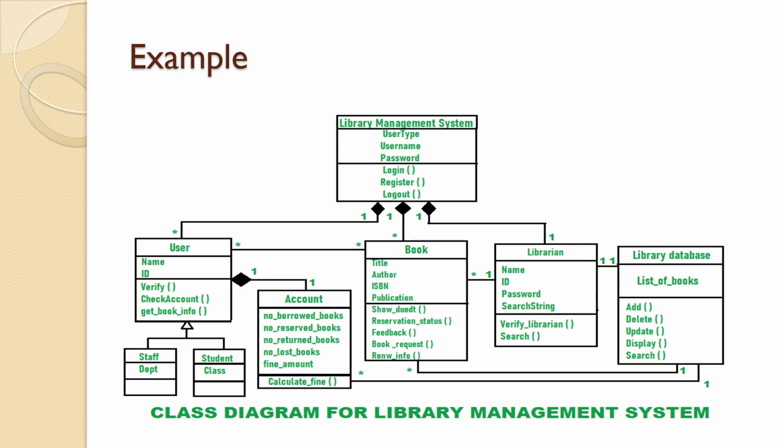In the library there will be a database. The library database maintains the books. We have to add books, delete books, update books, and then display and search. This is the overall activity, and this is the overall diagram for the library management system.